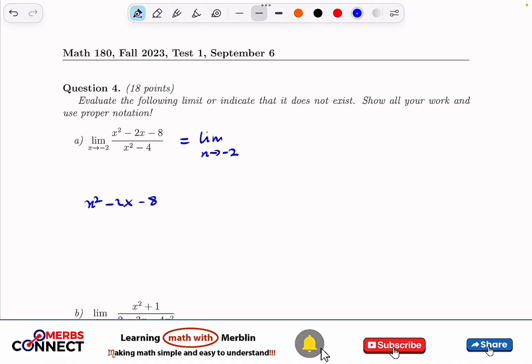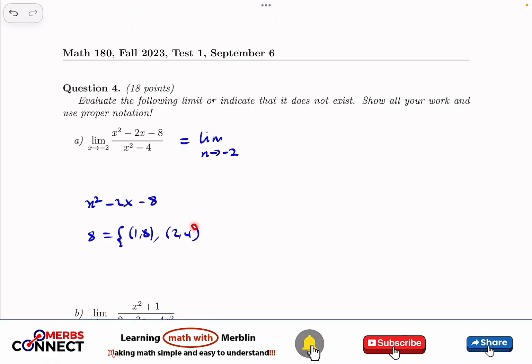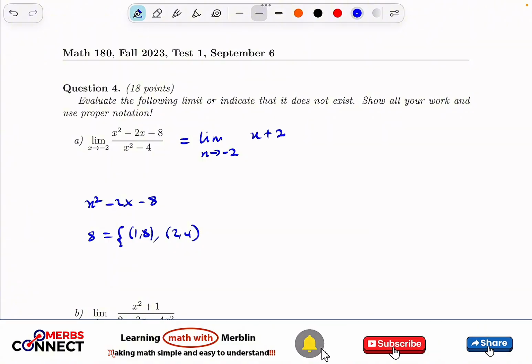So we need to pick two values that are factors of 8. Factors of 8, we have 1 and 8. We have 2 and 4. And I think that's all, right? Good. So this pair here is 2 and 4. I'm going to use 2 and 4 to do this, and when I do that, I'm going to have x plus 2 and then x minus 4.